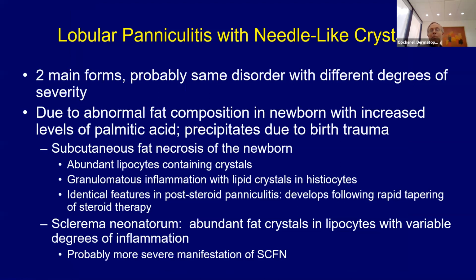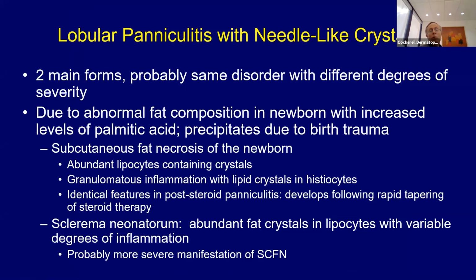Now, there are two types of lobular panniculitis where we get needle-like crystals. It's probably the same condition, just different degrees of severity. They are subcutaneous fat necrosis of the newborn and sclerema neonatorum. This is due to abnormal composition of the fat, where they have an increased amount of palmitic acid that then precipitates at the time of birth.